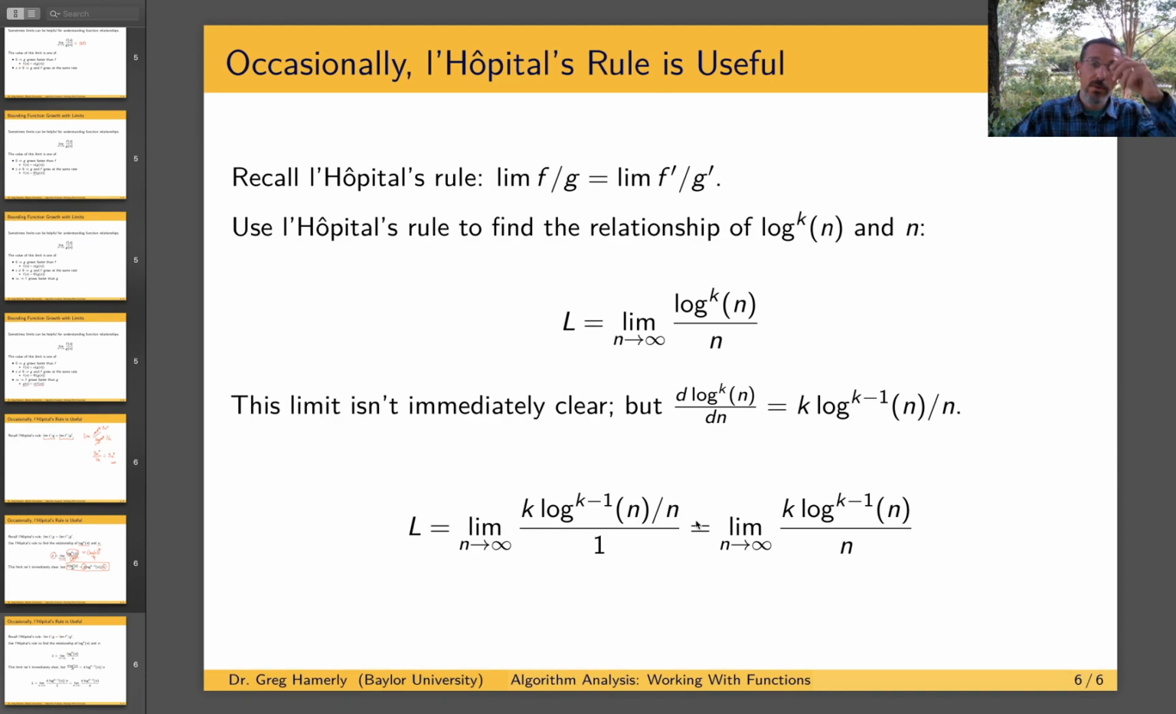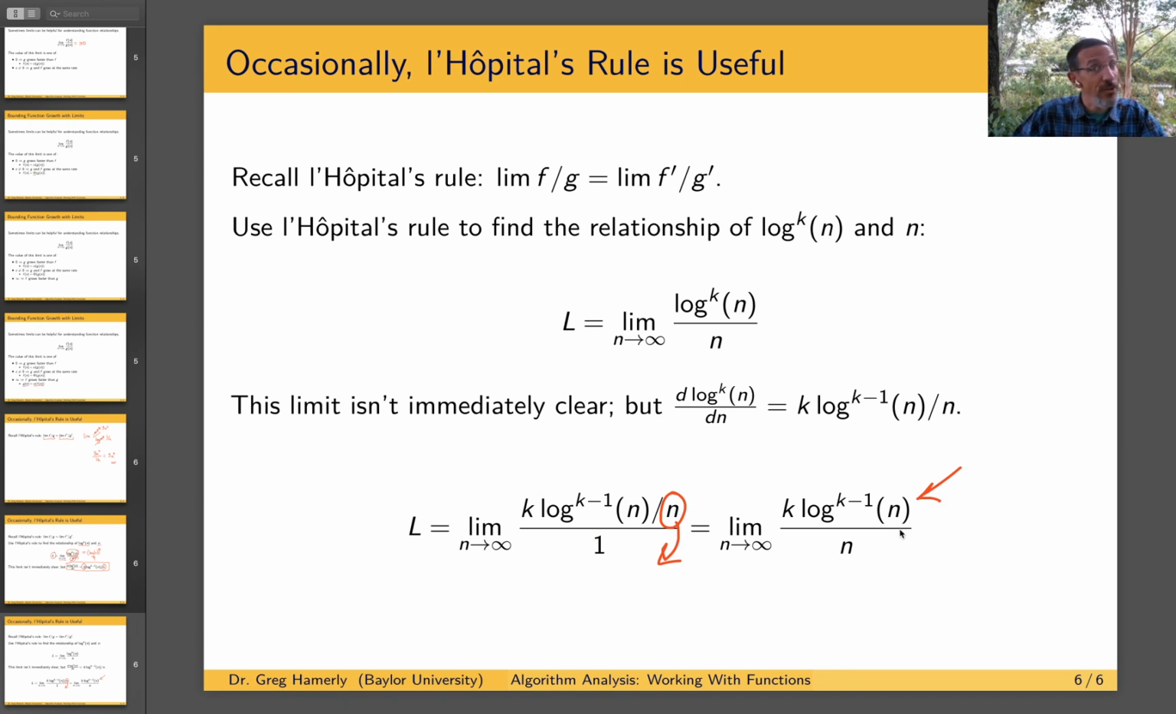Okay, and so that's what we do. L is this. Well, it's also equal to this, right? This is the derivative of the numerator that we just showed up here, and this is the derivative of the denominator, like we just mentioned. And then we can bring this n down here, and we're left with this. And look, this looks similar to what we started with, right? k times log^(k-1) of n over n is similar to log^k of n over n, okay? I don't know what this limit is either, but you know what we can do?